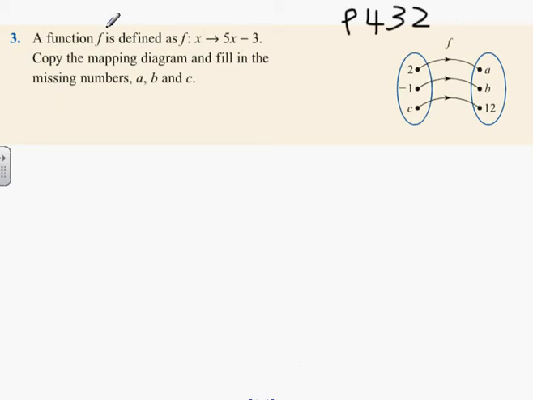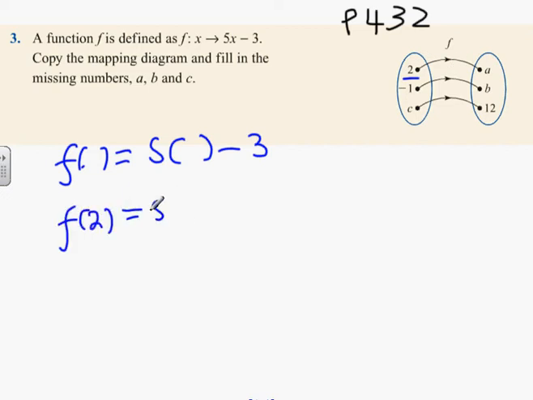A function f is defined by f of x equals 5x minus 3. What's the rule, guys? What's the rule this time around? F of x equals 5 times the number, take away 3. Okay, what's the number in the first one? 2. What will 2 turn into? 2 will turn into 5 times 2 minus 3. Turns into 7.